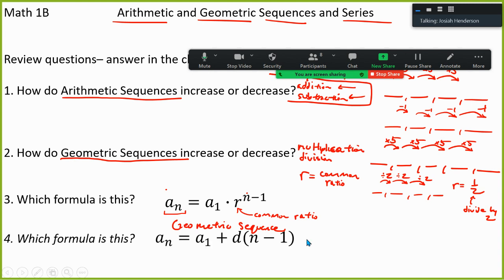Okay, one more. What's this formula? This time it has a 1, it has D, and it's also an A sub n formula. So that's a clue that this is a sequence formula, but what kind of sequence is it?